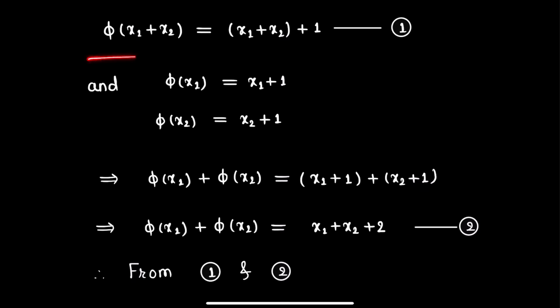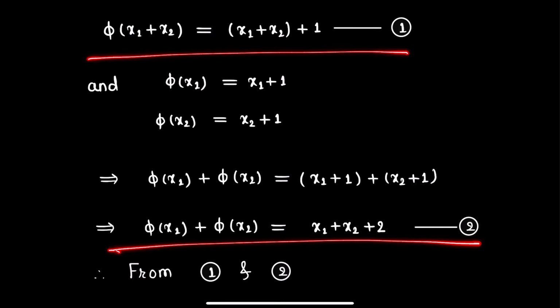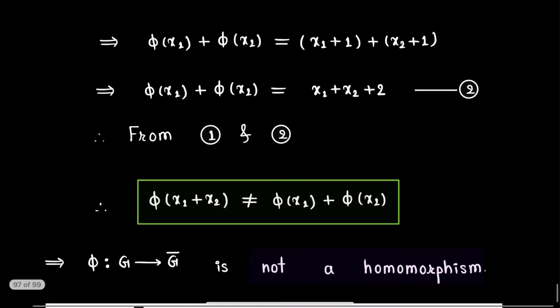Then from 1 and from 2 we get phi of x1 plus x2 is not equal to phi of x1 plus phi of x2, and therefore phi from group G to group G bar is not a homomorphism.